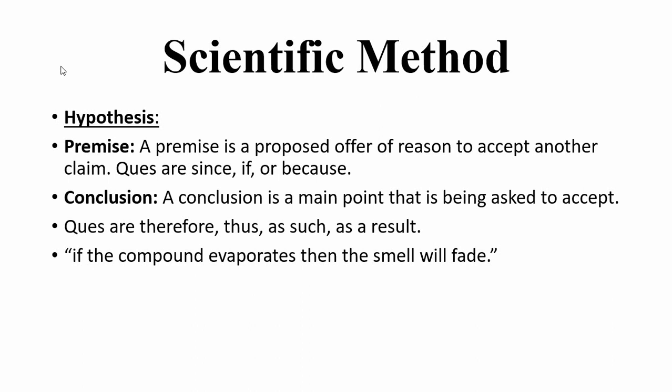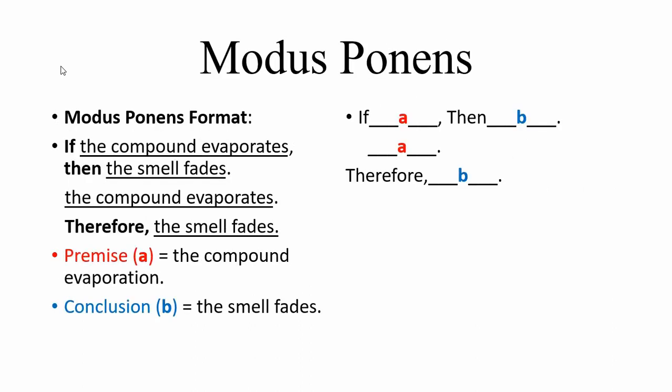Formats that can help construct a valid argument are modus ponens and modus tollens. The rules for modus ponens are that two premises are made followed by a conclusion. If both premises are shown to be true, the conclusion must be true. The first premise states that if the antecedent is true, the consequent is true. The second premise states that the antecedent is in fact true. If both premises are true, the conclusion must be true.